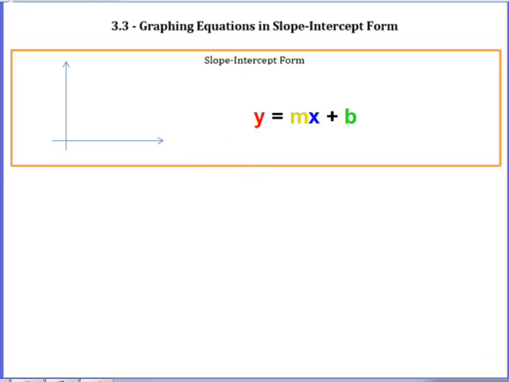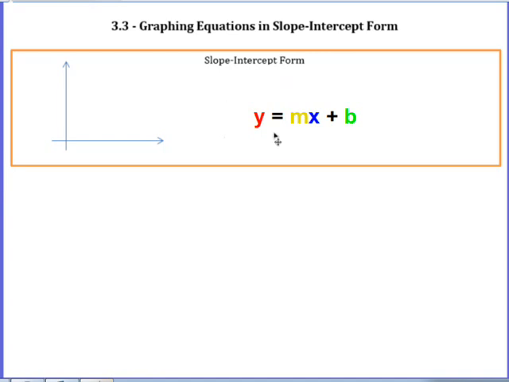3.3, we have learned how to find the slope of a line. We've learned how to fill out a table and draw a graph. We've learned how to find x and y intercepts. Now we're going to learn how to graph straight from the equation. And we're going to do it from a form called slope-intercept form.